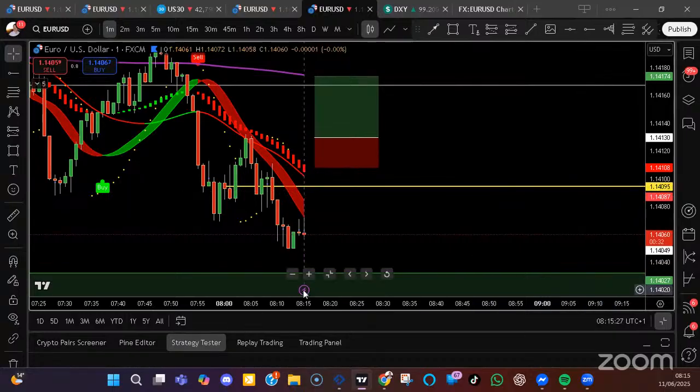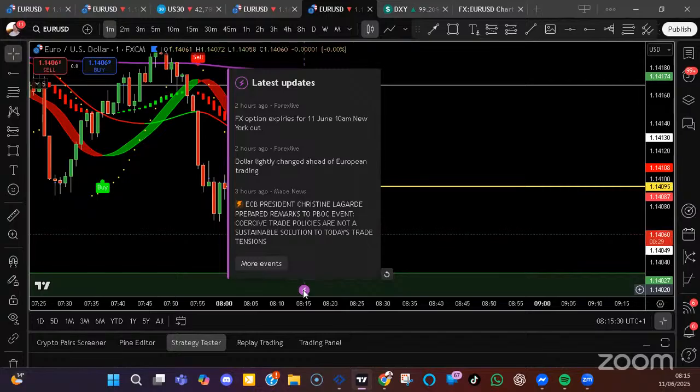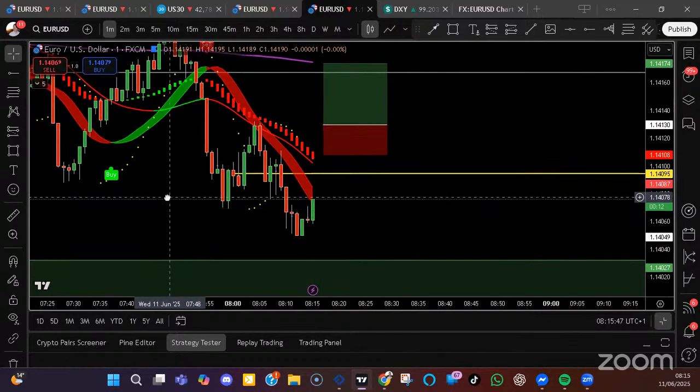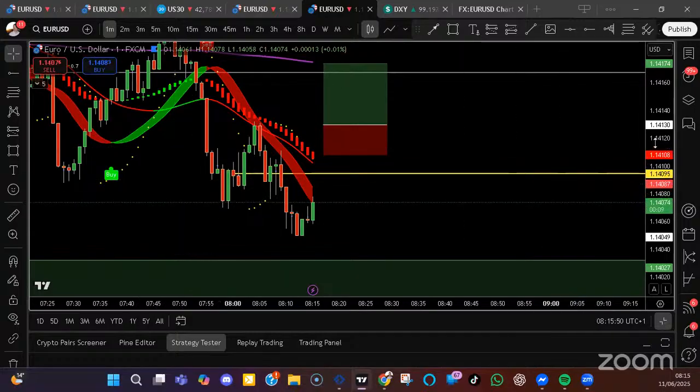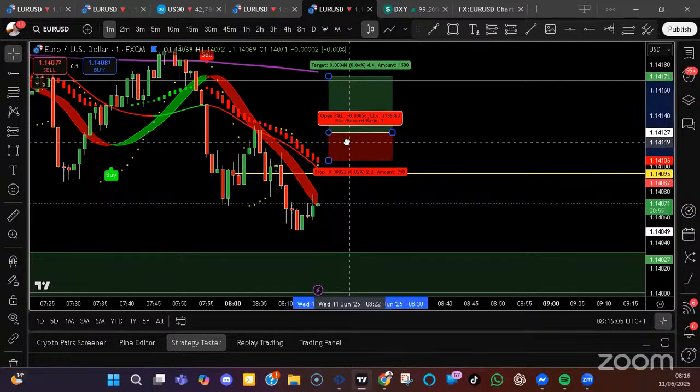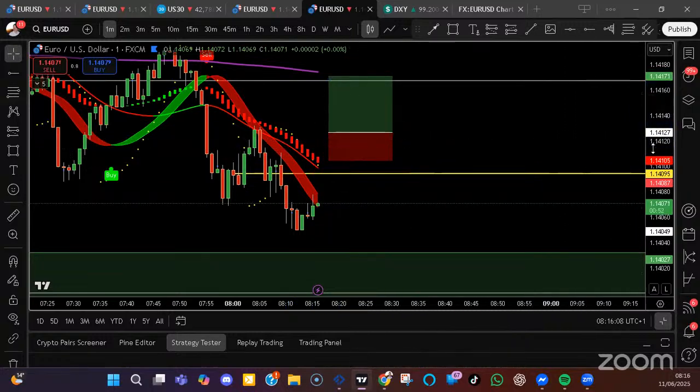This little round thing says, dollar lightly changed ahead of European trading. All right. So by that, I take it maybe a little bit more strength in the dollar. Lightened though, so could mean not very much. Bit cryptic, isn't it? Not very cryptic what you can read from that. So I tend not to try to read too much into it.